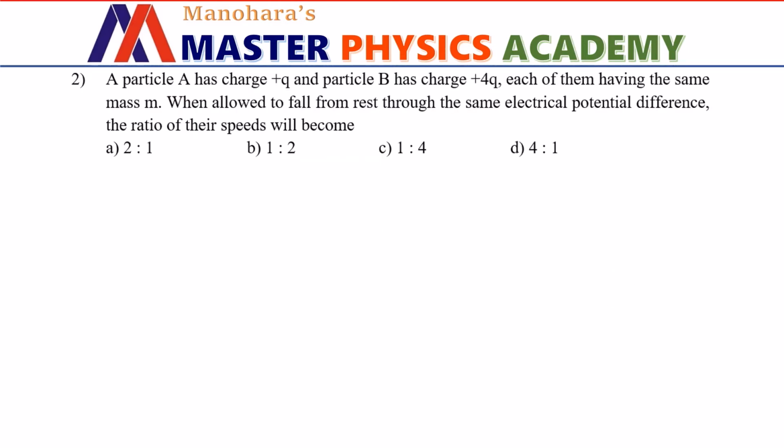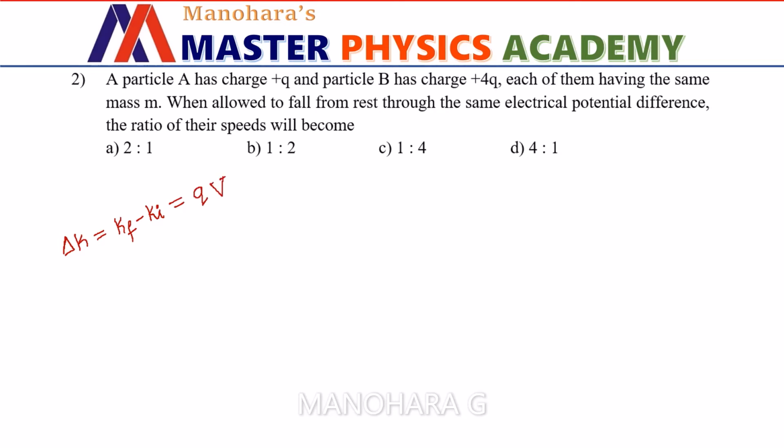A particle A has charge plus q and particle B has charge plus 4q. Each of them has the same mass m. When allowed to fall from rest through the same electrical potential difference, the ratio of their speeds will become. So conceptually, the change in kinetic energy when the charges fall through some potential difference is given by final kinetic energy minus initial kinetic energy, and that is given by the charge times the accelerating potential difference.